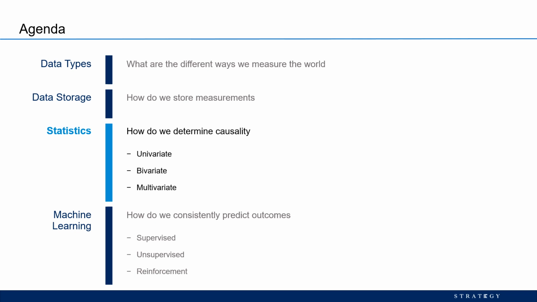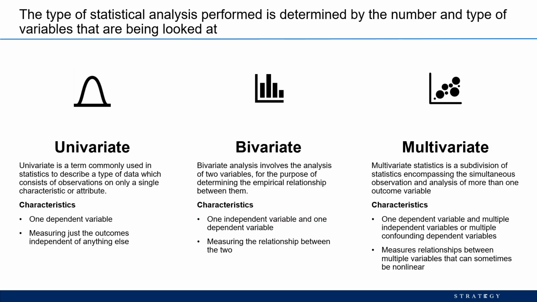Okay, now we'll be getting into statistics, and we'll be going over basic univariate analysis, bivariate analysis, and multivariate analysis. The type of analysis you'll be using is really determined by how many variables you have. If you have one variable that you're looking at, you'll be using univariate analysis. If you have two variables, you'll be using bivariate analysis. And if you have more than two, you'll be using multivariate analysis.